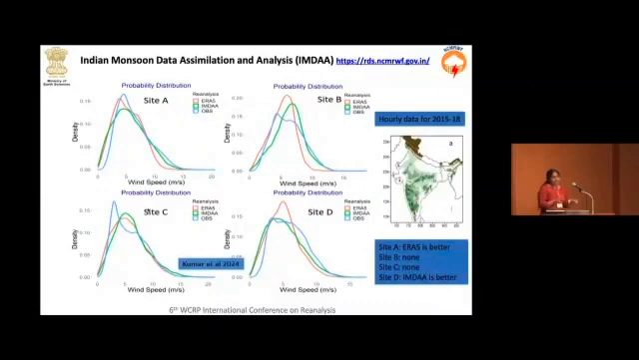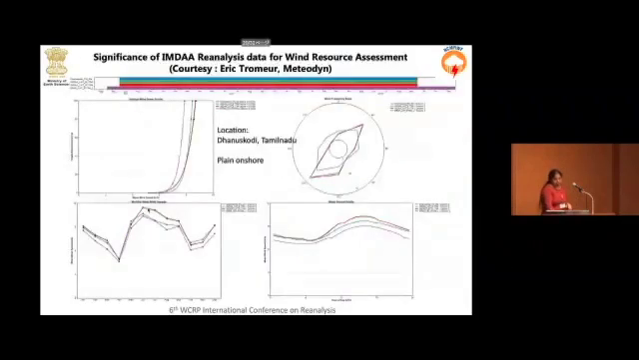Then we did some location-specific analysis on which reanalysis is better. We selected four different sites and used the 10 meter wind as such, whatever we get from the reanalysis of both IMDAA and ERA5, and we could not find a uniform result that one particular reanalysis performs better over this Indian region. But there are some studies by the wind energy group, Meteodyne, a wind energy company based in France.